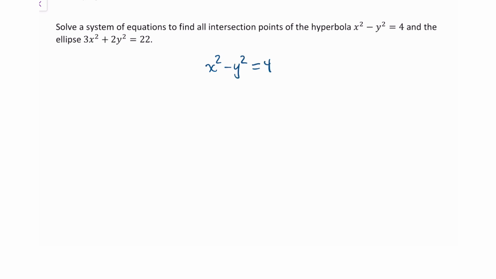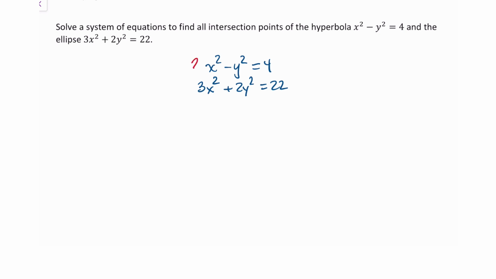So I'm going to write x squared minus y squared equals 4 followed by 3x squared plus 2y squared equals 22. And it looks like an equation that we could solve by elimination because we only have two different terms. We have an x squared and a y squared. So that's going to be the plan of attack for this problem.